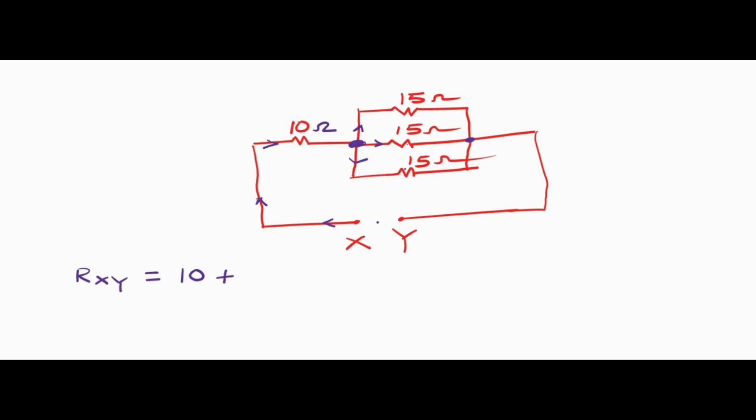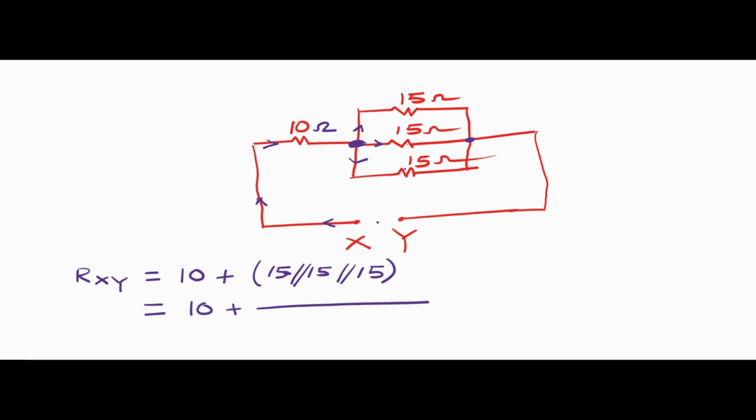Why is it 10 plus? Because the full current passes through the 10 ohm resistance, so the 10 ohm resistance will be in series. And the three resistors, 15 ohms parallel 15 ohms parallel 15 ohms, this is the nomenclature. How will you write it? So 10 plus.